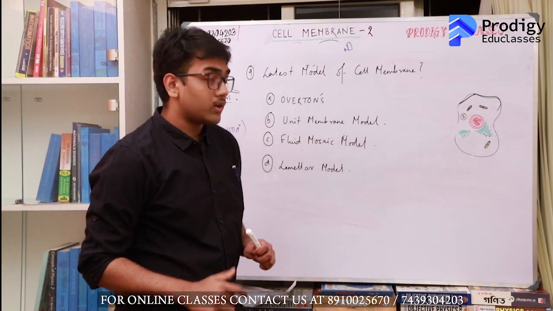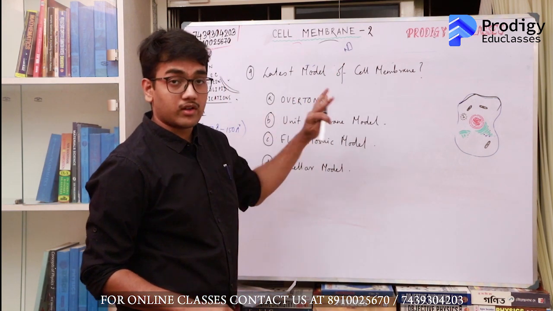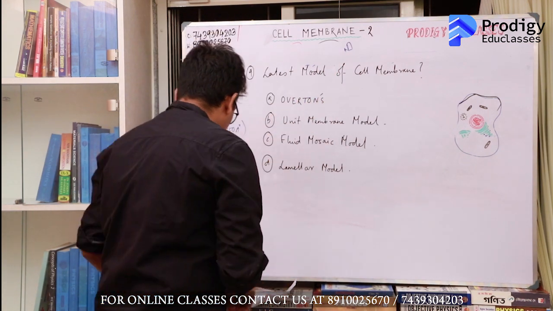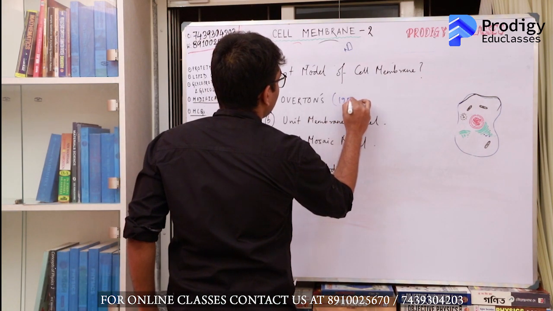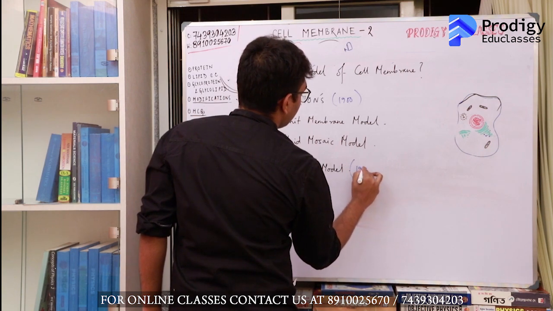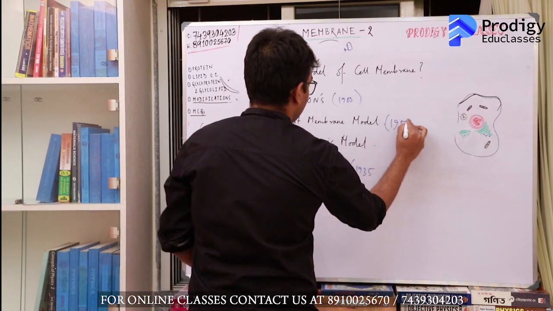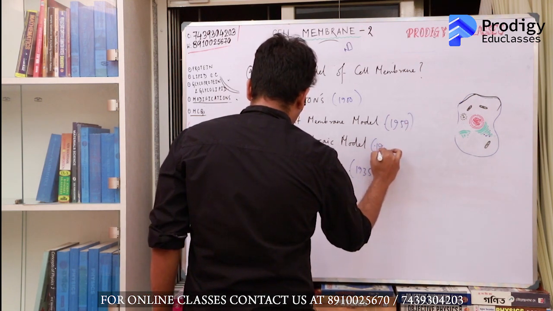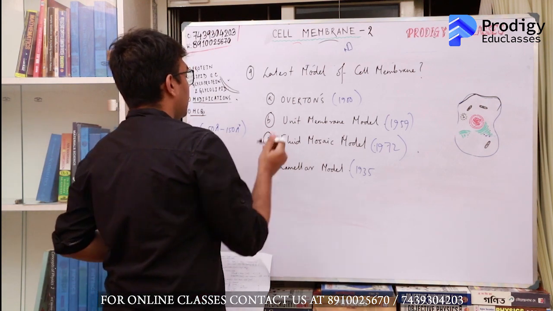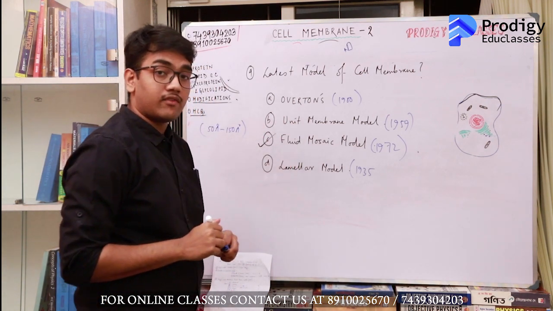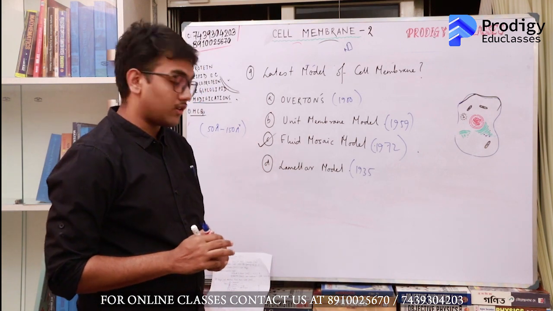Now I hope you have noticed in the previous video that I was writing the years beside the structure of their proposition. If you remember the years, you'll know that Overton's model was put forward in 1900, this was given in 1935, this was given in 1959, and this was given in 1972. So the fluid mosaic model is the most recent model. You'll also have to remember the year of proposition of these models of the cell membrane.